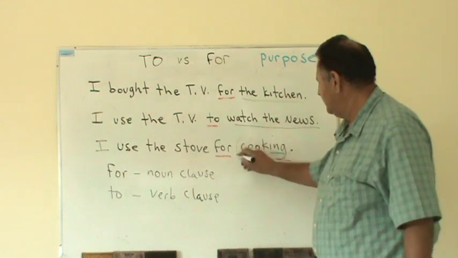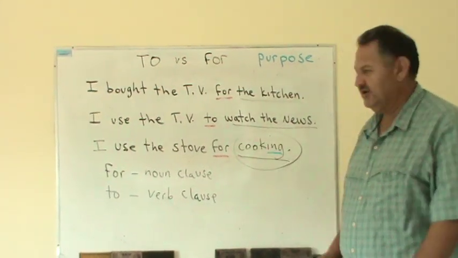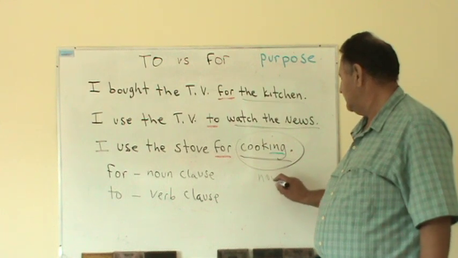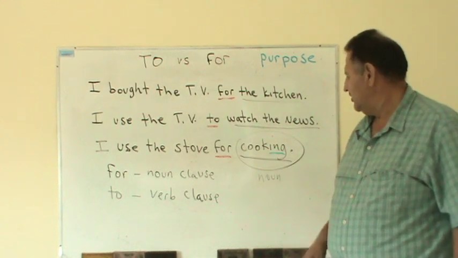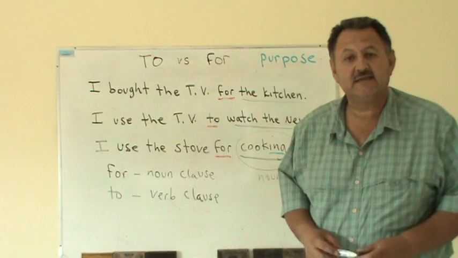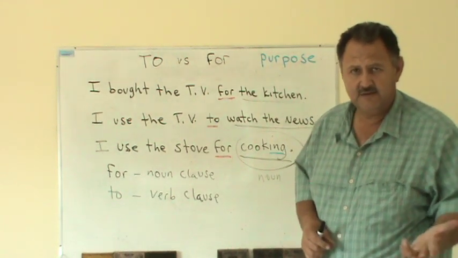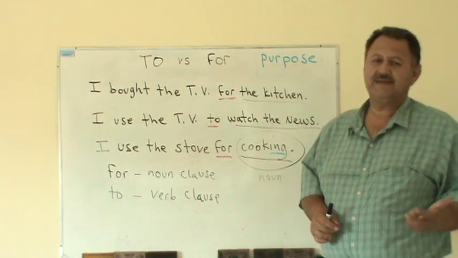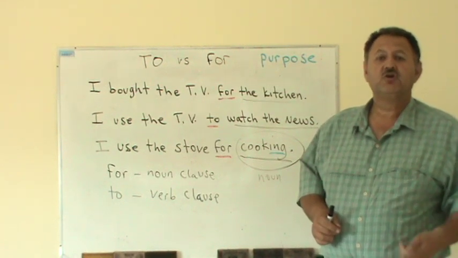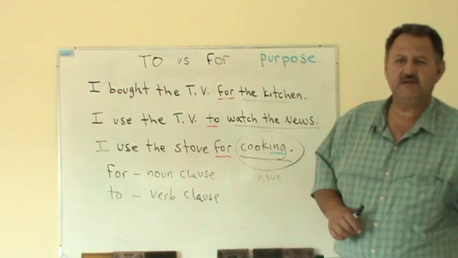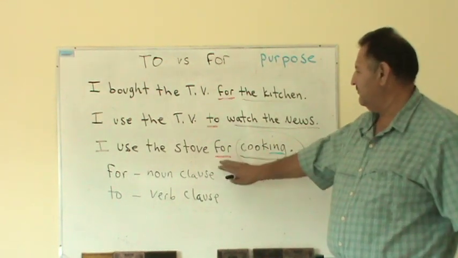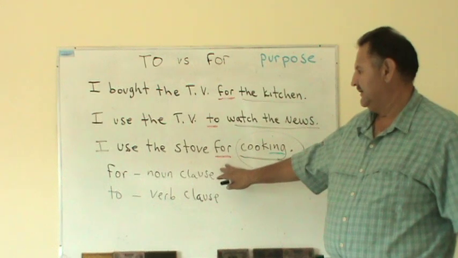Cooking here is a noun. Cooking is an activity that I like. Baseball is a game that I like. Cooking is an activity that I like. So cooking is a noun. So therefore we use "for".